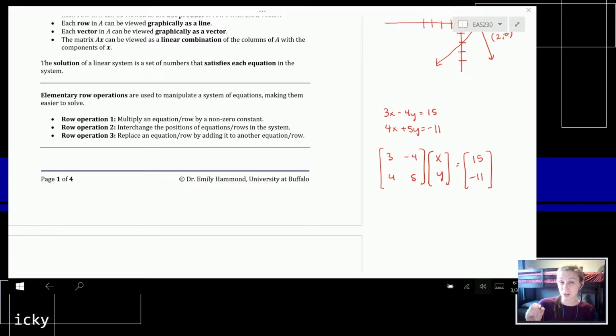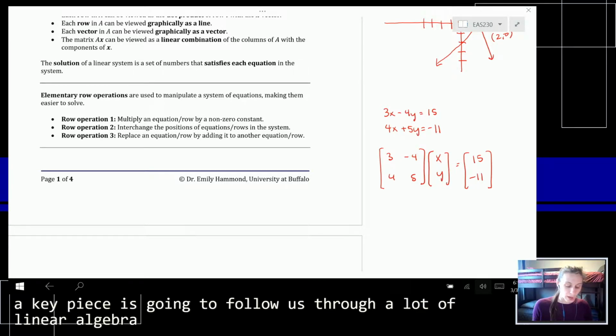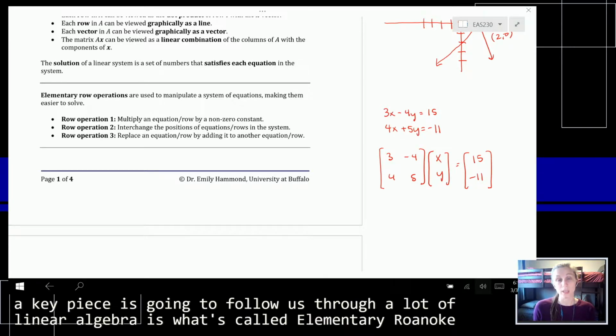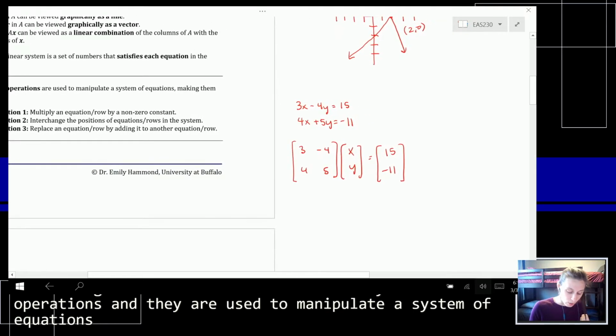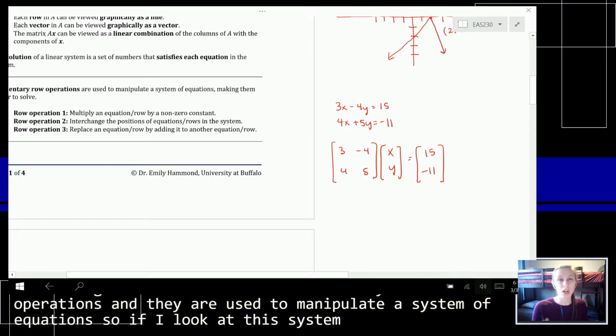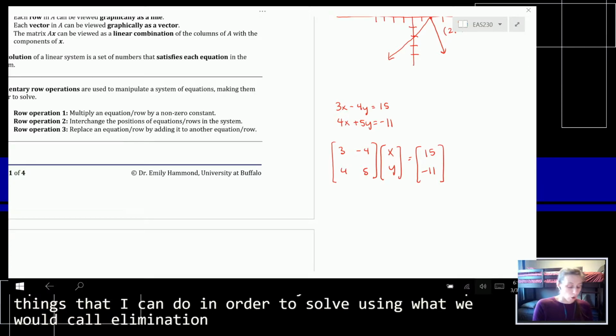A key piece that's going to follow us through a lot of linear algebra is what's called elementary row operations, and they are used to manipulate a system of equations. So if I look at this system, there's a couple things that I can do in order to solve using what we would call elimination. And they're called row operations.